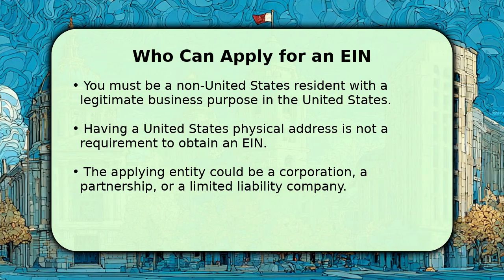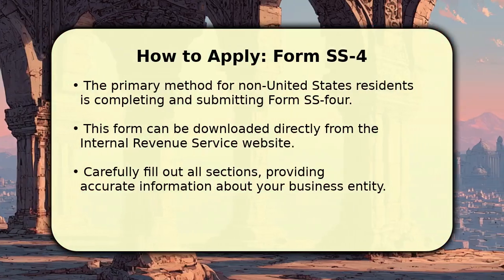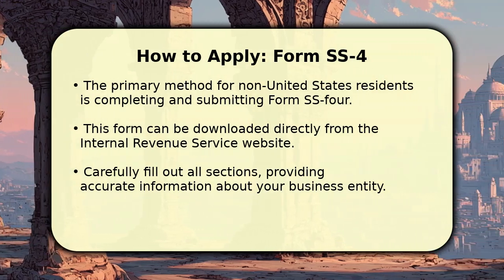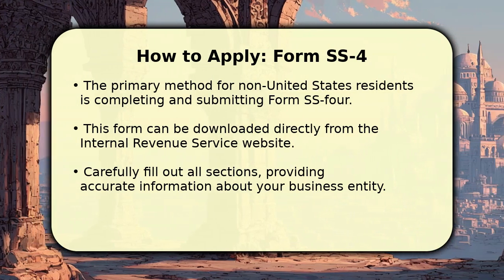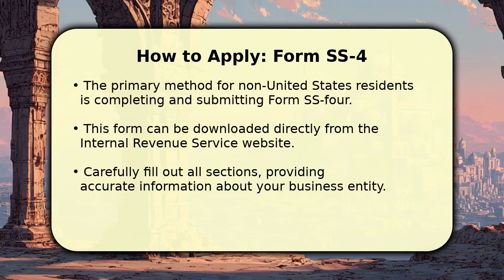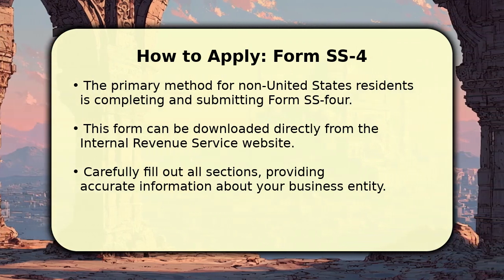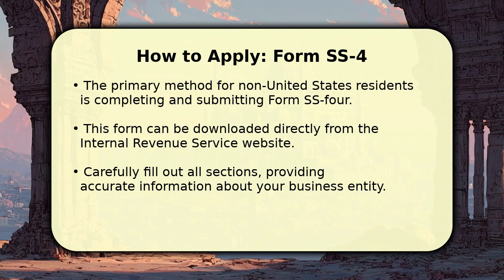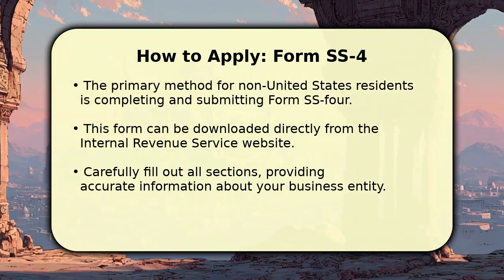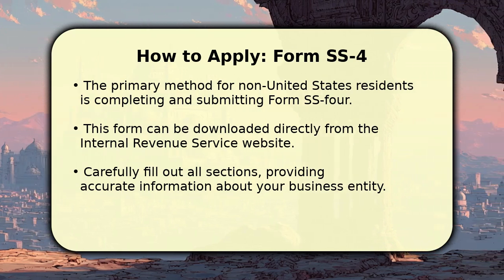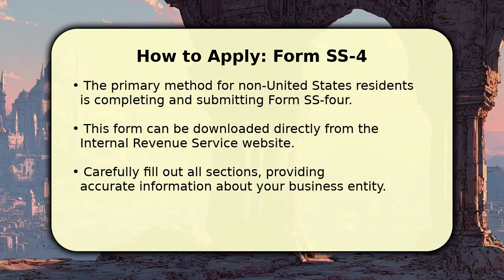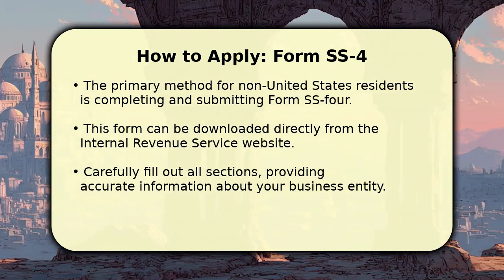Applying for your EIN primarily involves completing Internal Revenue Service Form SS4, also known as the Application for Employer Identification Number. You can easily find and download this form from the official Internal Revenue Service website. Ensure every section is filled out precisely, including your business name, address, and the reason you are applying for the EIN. Accuracy on this form is crucial to avoid any delays in processing your application.